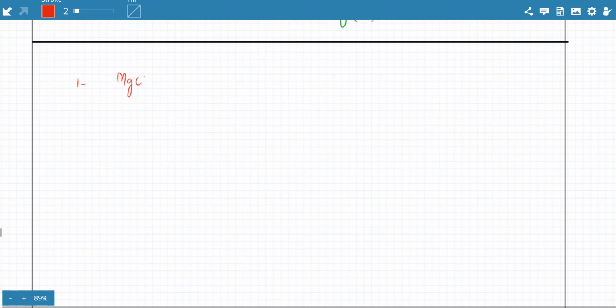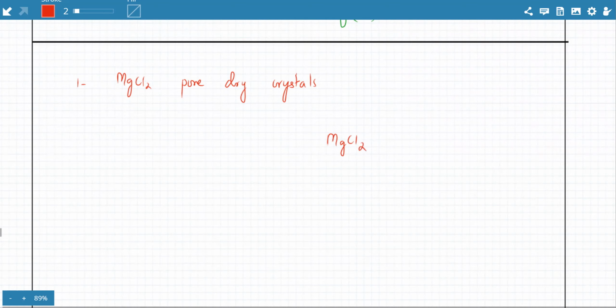Okay, I want to make, I mean, the question is: make pure dry crystals of this particular salt. So how are you going to make pure dry crystals of this particular salt? Every time, first thing is you have to figure out a reaction. In that reaction, MgCl2 should be produced.